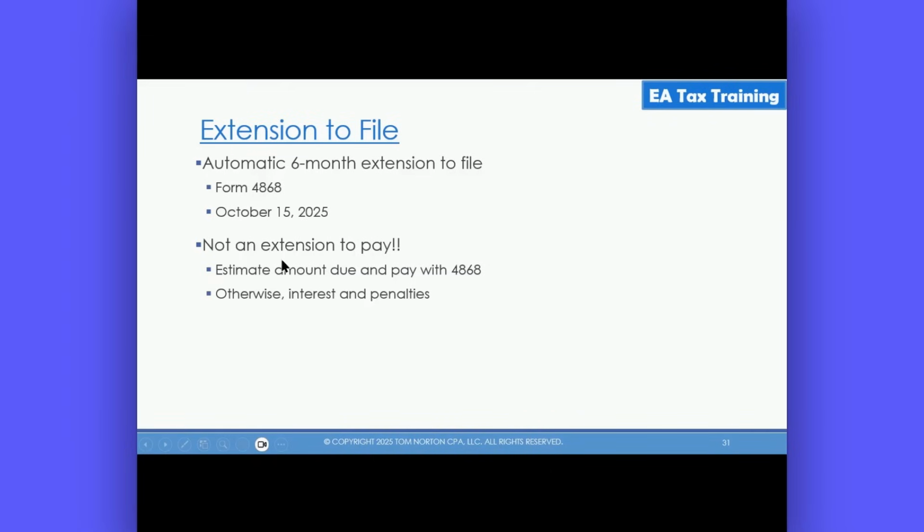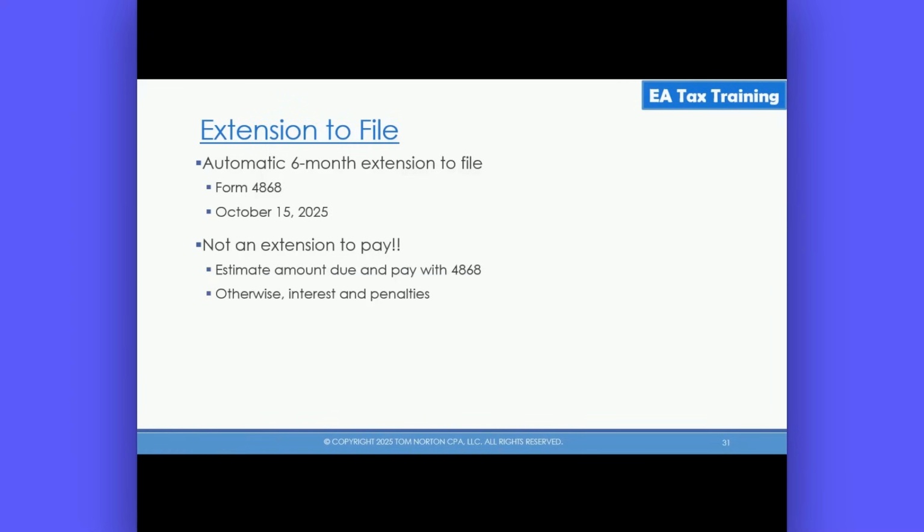Now, you may look at it and maybe you've got a refund due. Well, if you have a refund due, you don't have to worry about it. Just file the 4868 and you're okay. But if you are going to owe, then you need to estimate the amount you're going to owe and you need to send that in with the 4868.